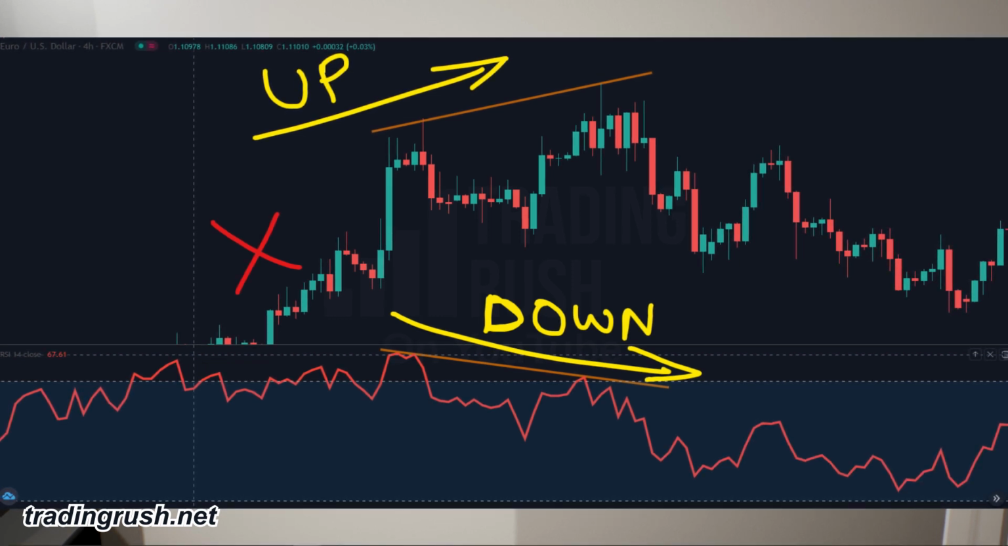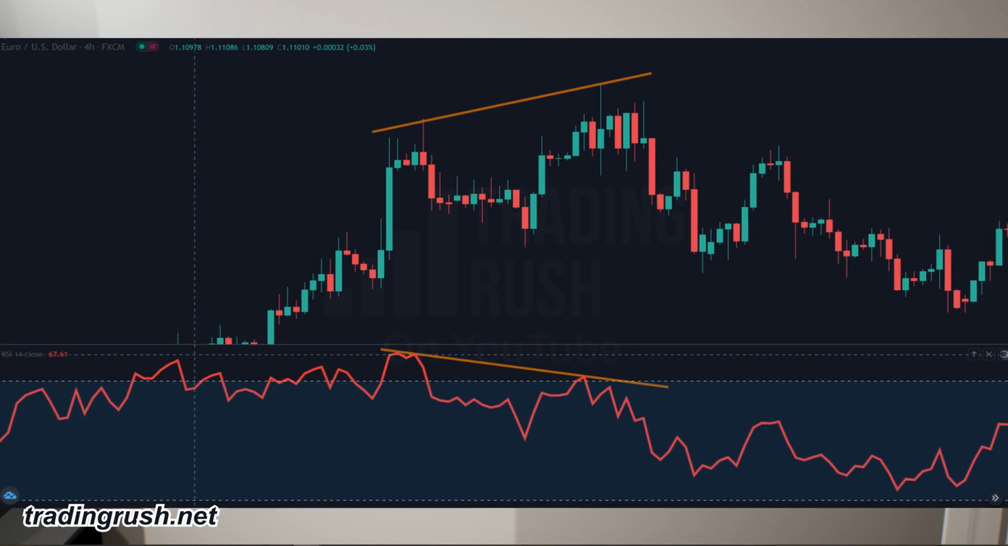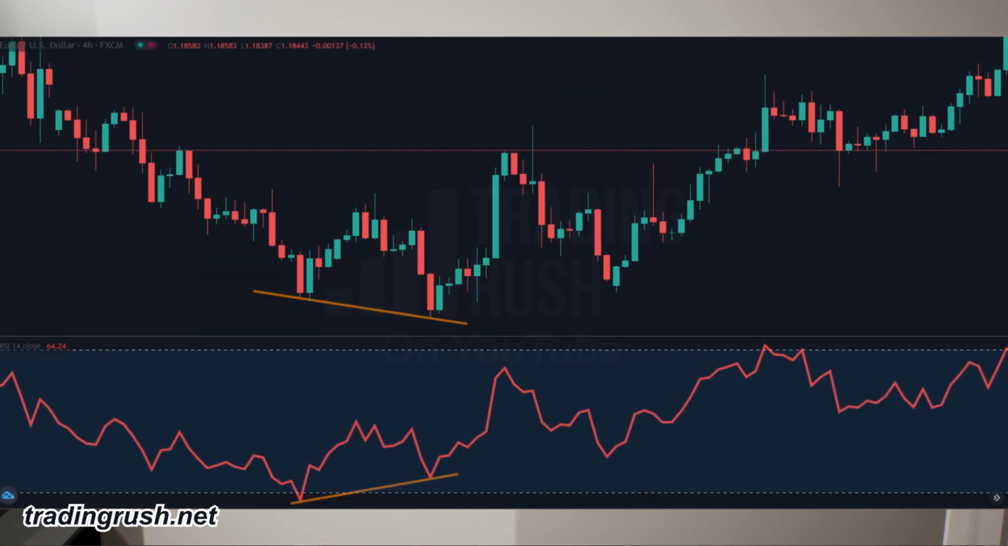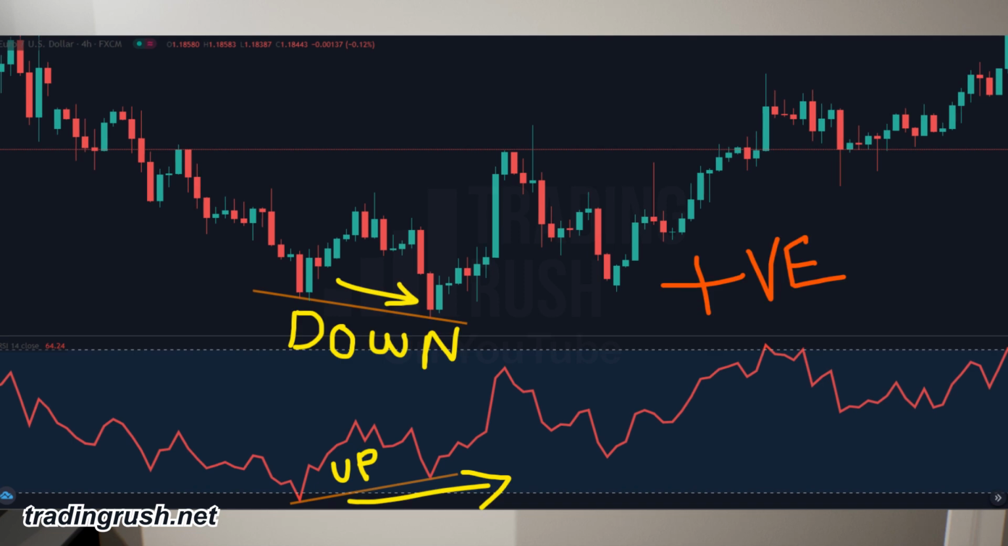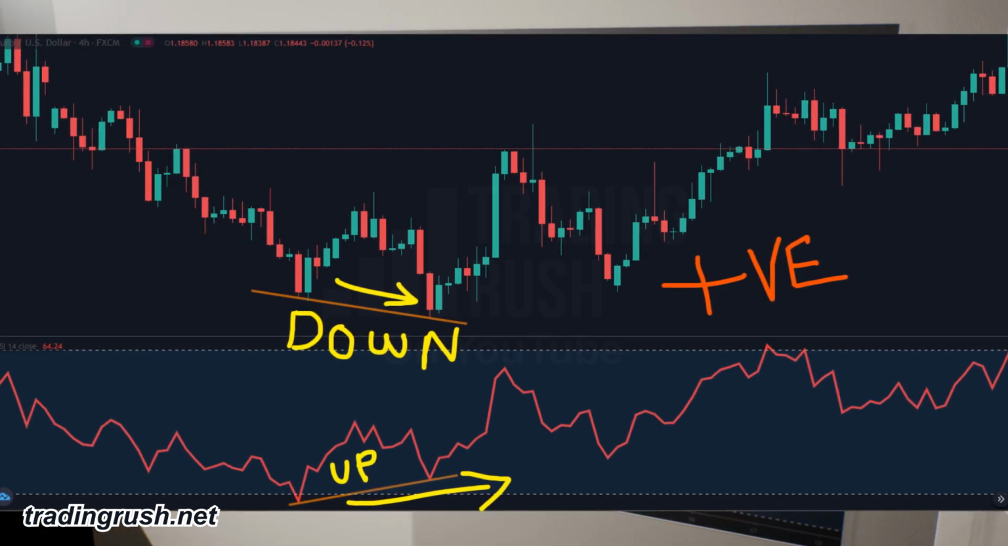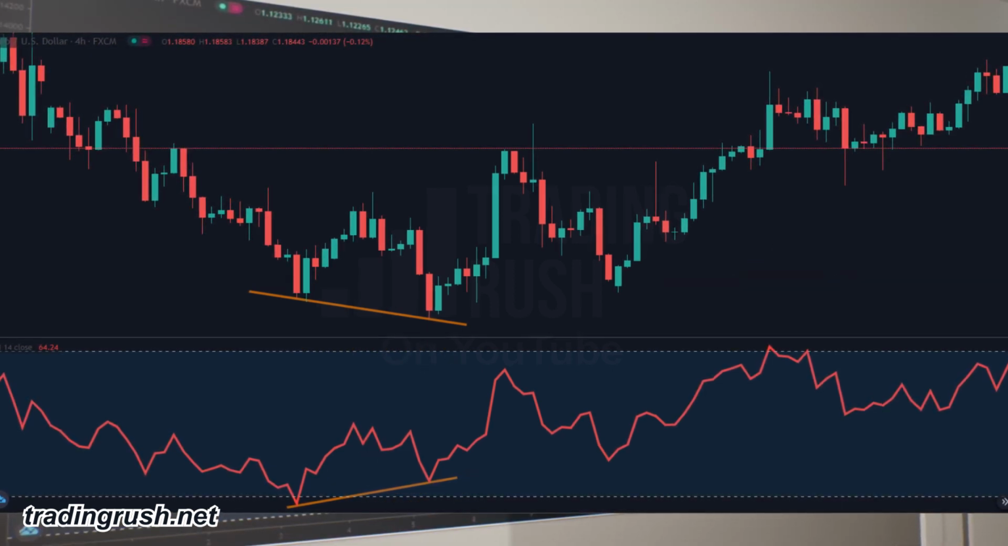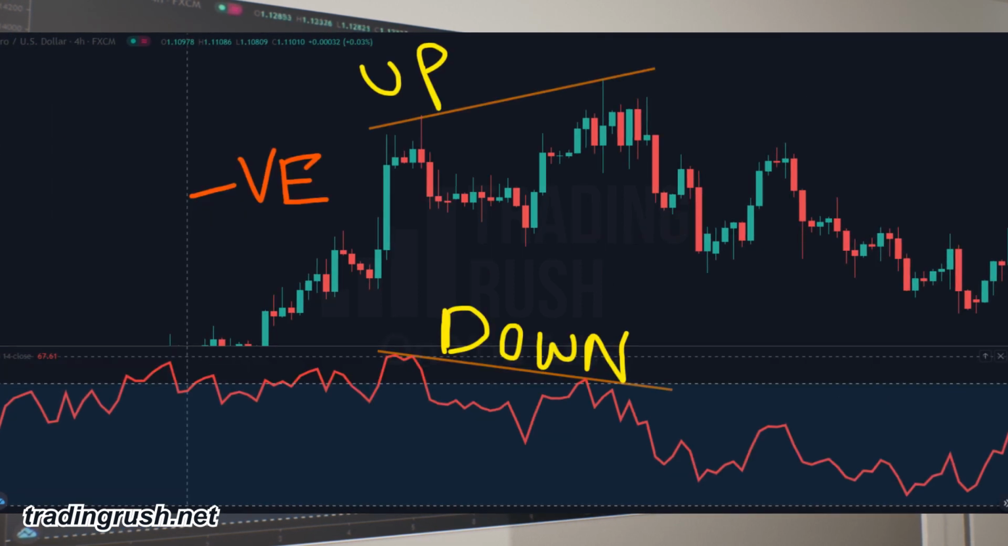Now there are two types of divergence. When price makes higher highs, but an oscillator makes a lower high, it is called a negative divergence. Similarly, in a downtrend, when price makes lower lows, but the oscillator makes higher lows, it is called a positive divergence. But how can this information be useful? If we see a divergence while trading, what should we do? Well, here are a few things we can do.